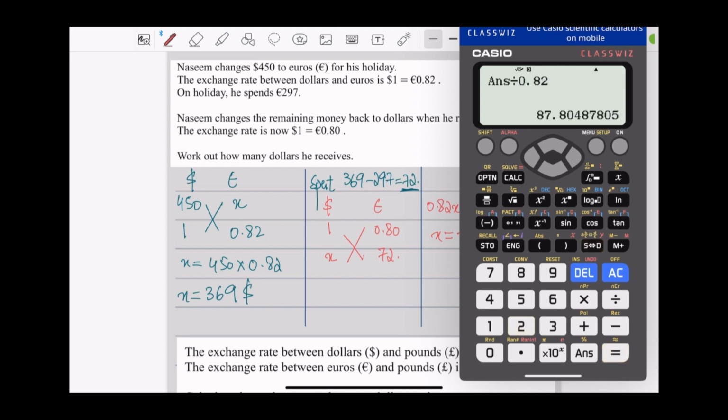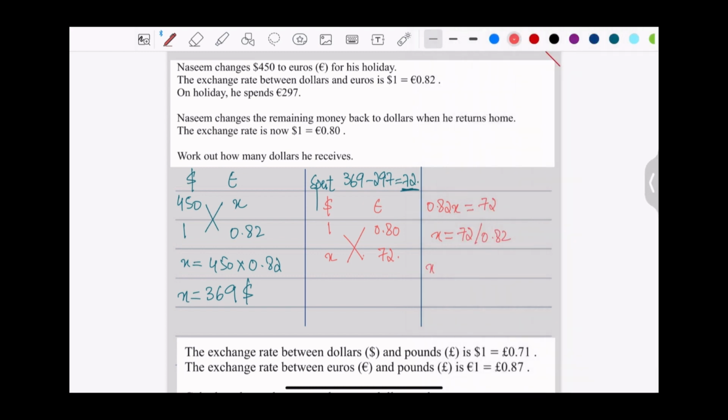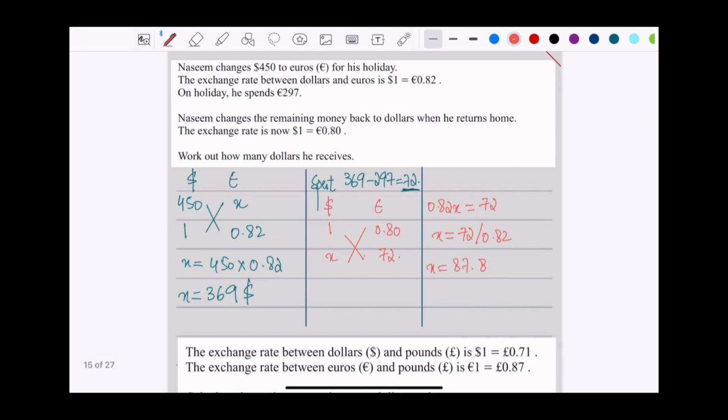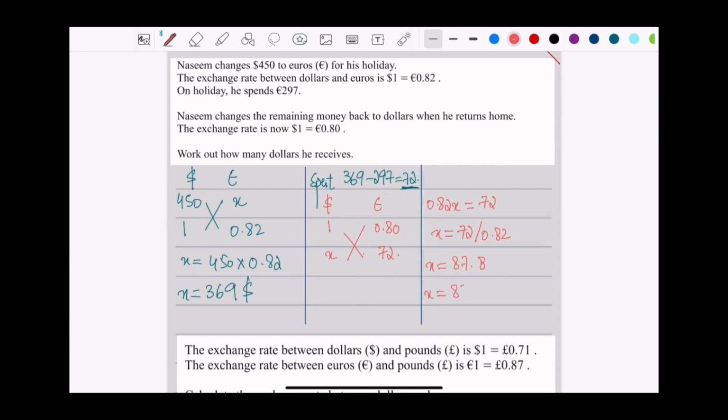So 87.8. Now technically, mathematically, if we round it off, we should round it off to $88. But practically, when you actually talk about exchange rates, they don't give you the exact amount, so they won't round 87.8 up to 88. So it's going to be $87 you will get.